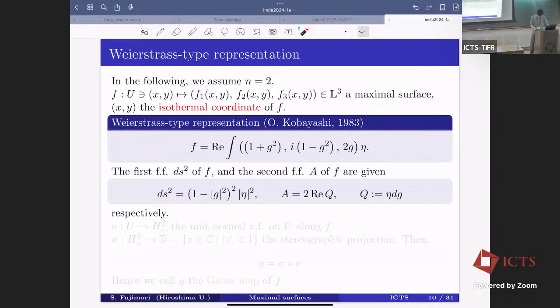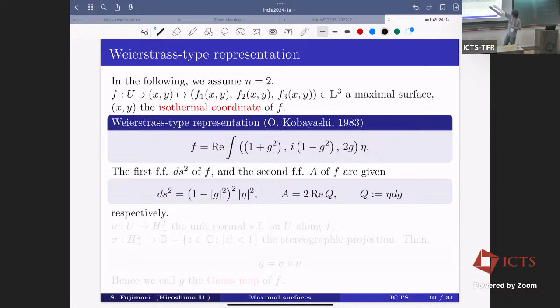It means that if F is a maximal surface, then there exists a meromorphic function G and a holomorphic one-form eta, so that F can be represented this way. This integral is a path integral from a fixed point z0 to the variable z. The proof is very similar to the minimal surface case.